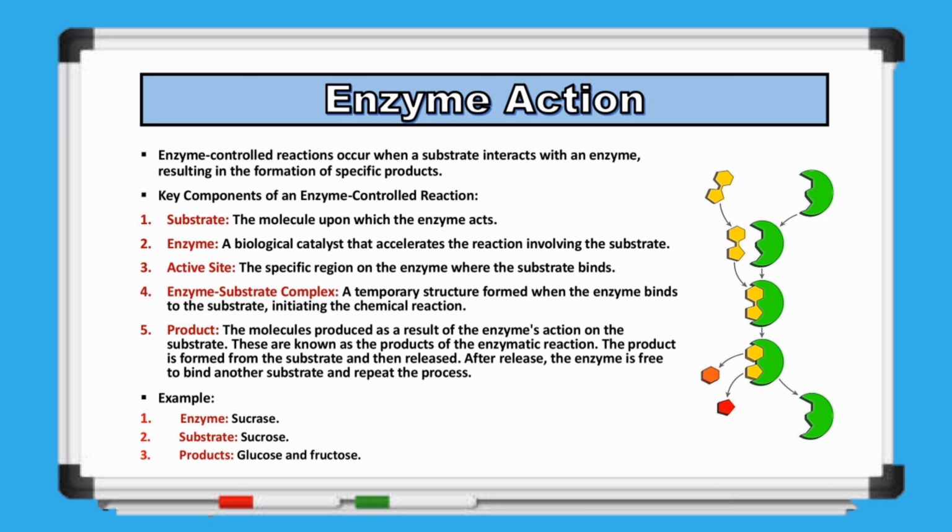For example, the enzyme sucrase acts on the sugar sucrose. After the reaction, the products formed are glucose and fructose, two simpler sugars.